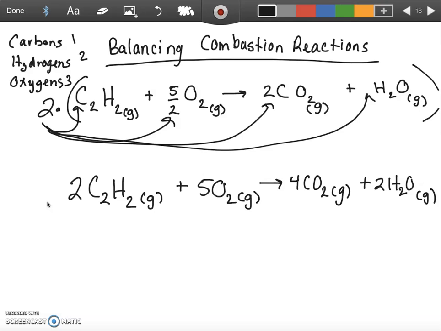If you don't believe me, go through and count all of the atoms, okay? Alright, I will be putting up a separate practice if you need extra practice with balancing chemical equations, but it will not be on this Nearpod activity.